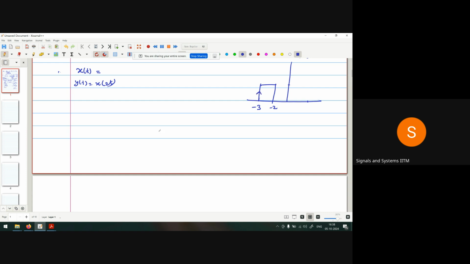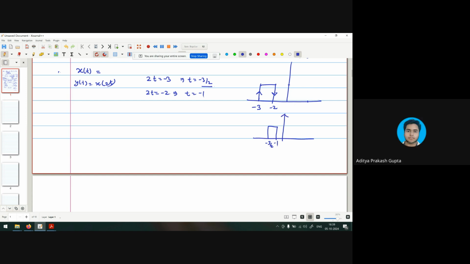This is my starting point and this is my ending point. Now, a simple way: 2t is equal to -3 at the starting point, that means t becomes -1.5. So this is my starting point. Second, if 2t is equal to -2, that means t is equal to -1. This is my ending. Now draw the signal. So you are saying the signal will start from -1.5 and end at -1.